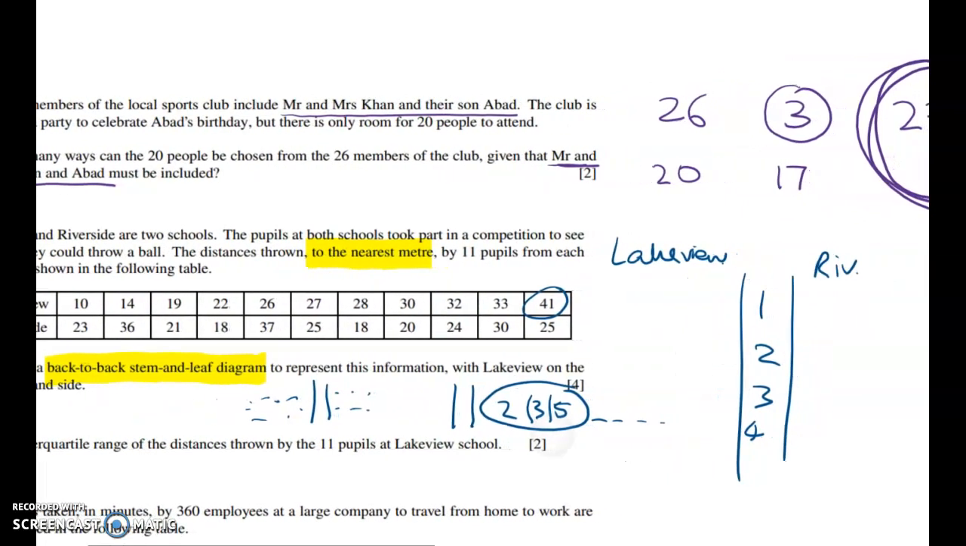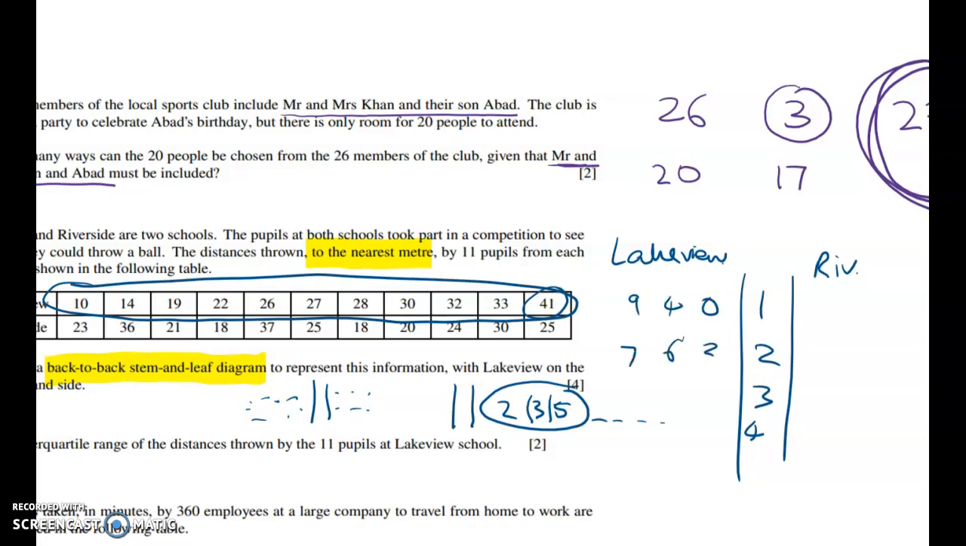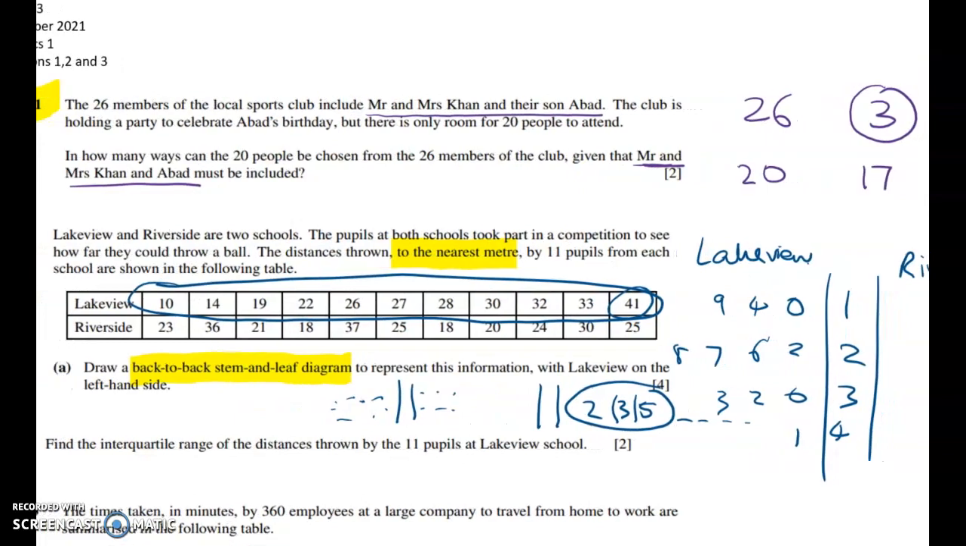And then Lakeview actually is in the right order already, so that's going to be pretty fast. So it's going to be 0, 4, 9, 2, 6, 7, 8, 0, 2, 3, 1. But for Riverside, we're going to need to reorder.